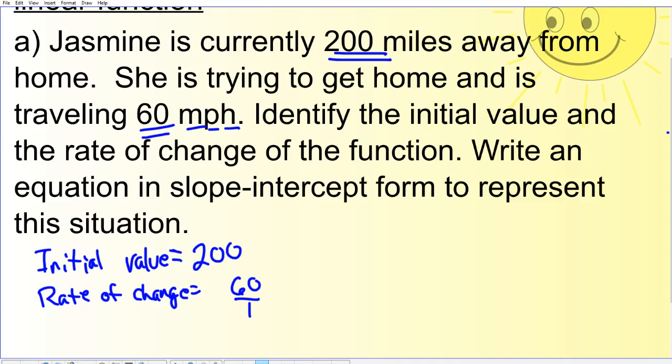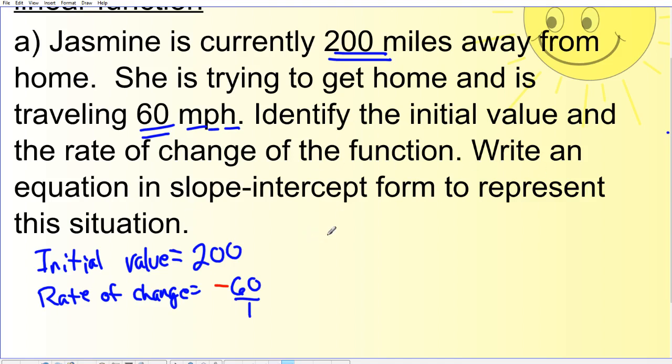And I'll be honest with you, it's not actually quite 60. It's a negative 60. You go, why the heck is it negative? It'll make much more sense here in a second. Okay, let's write the equation, and then I'll talk about why that rate of change, why the slope is negative.